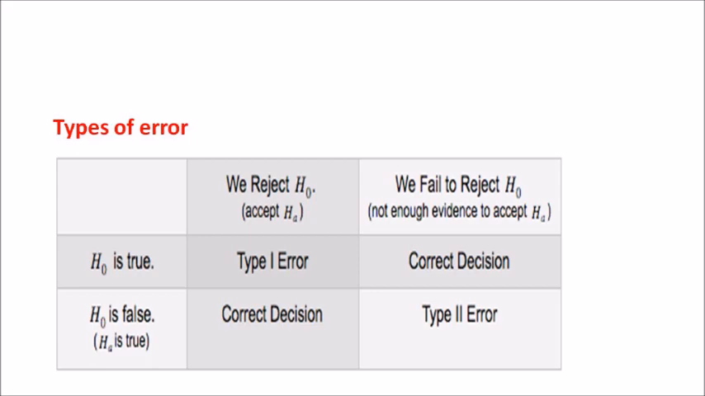Okay, so when the null hypothesis is true, we should accept it, that is, fail to reject it. That is the correct decision. When the null hypothesis is false, we should reject it. That is also the correct decision. When we can't make these correct decisions, we are committing two types of error, type 1 and type 2.